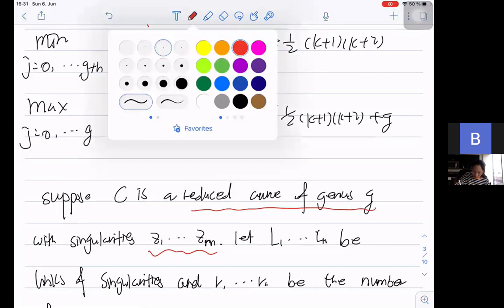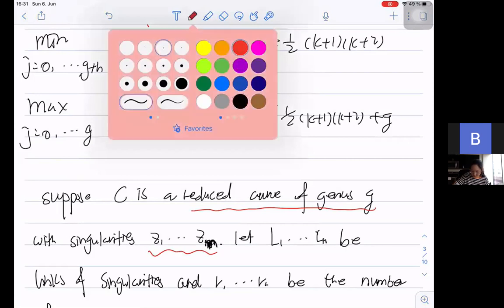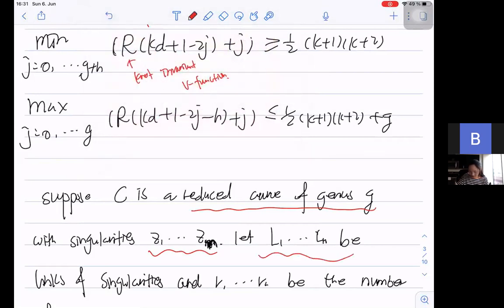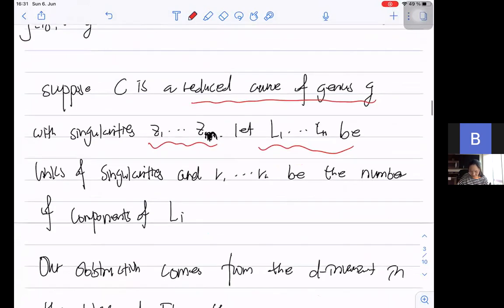And we let the corresponding links of the singularities be L1, L2, etc., Ln. Sorry, let me change the notation here to be M to make it consistent. Each singular point Zi will give you the link of singularities Li, and we don't know whether this is a knot or a link. And we let R1, R2, etc., Rn denote the number of the components of Li.